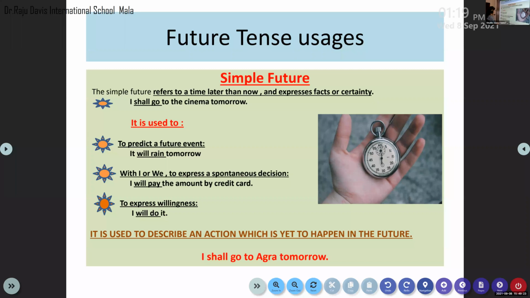See, let me share the screen, children. Let us discuss the simple future. Look at this point. It is used to describe an action which is yet to happen in the future. Not completed, not going on. It is going to happen in the future. To describe such actions, normally we use the simple future tense.